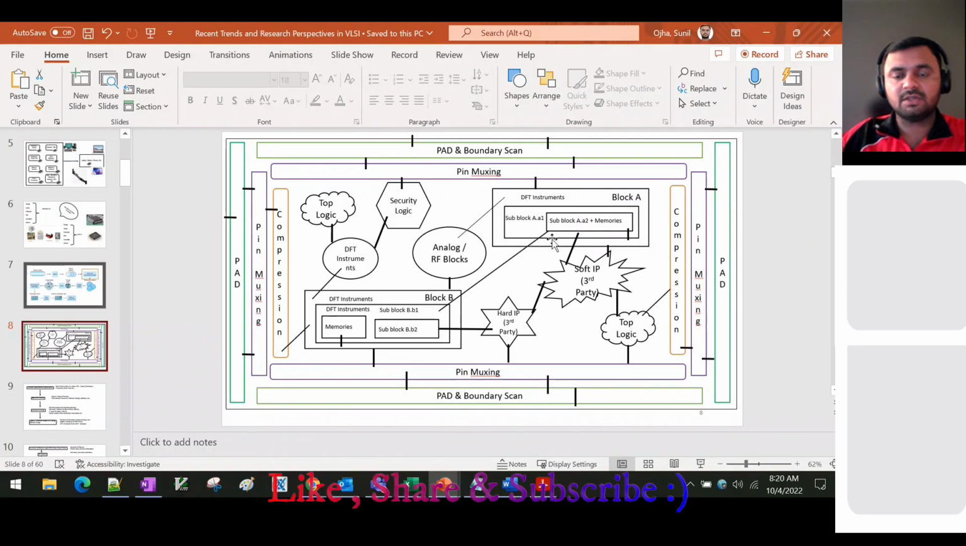As I told, in the past we had less complex circuits, so we had different methods to test. But now the complexity has increased. So we have boundary scan, we have JTAG, we have MBIST, and the future is 3D ICs and then SSNs. Like, you have limited pins, then how to test.